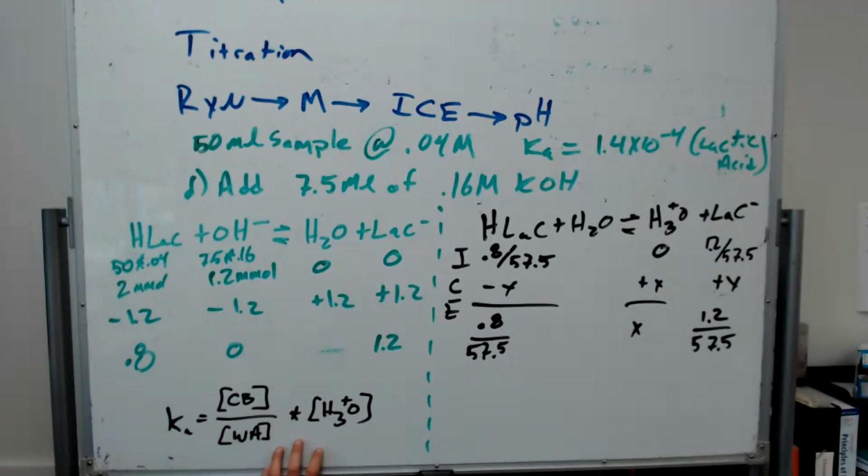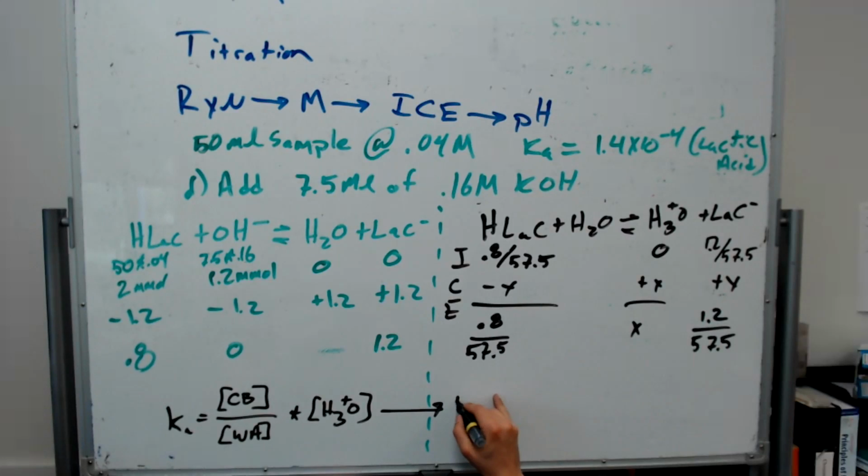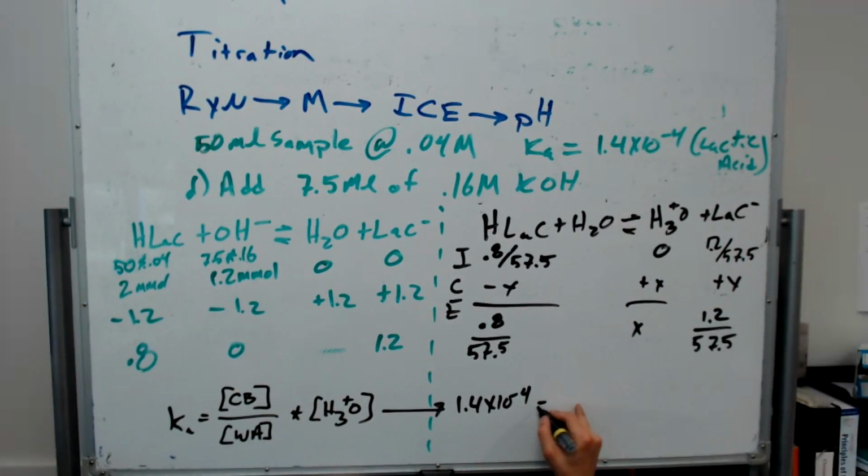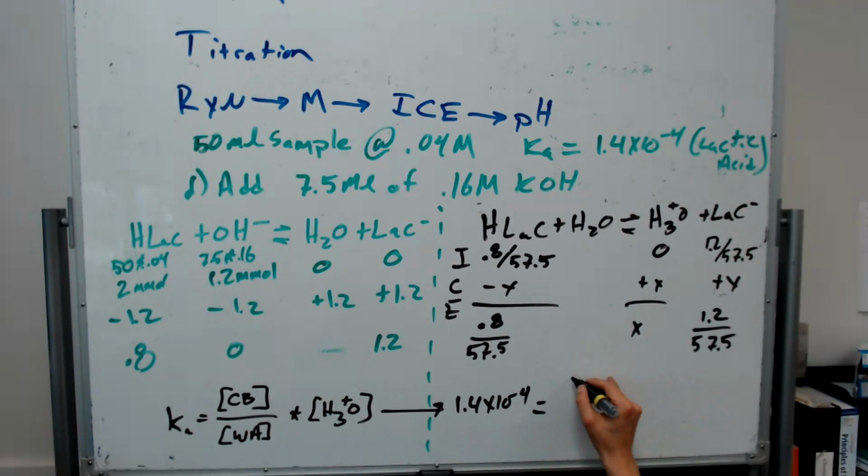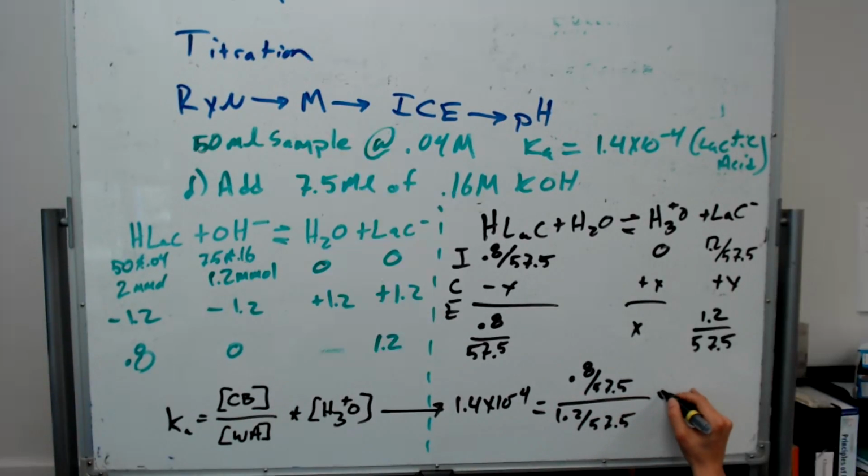I'm then going to set up this exact thing that I knew was coming. I'm going to have my Ka, 1.4 times 10 to the minus 4, is equal to 0.8 divided by 57.5 divided by 1.2 divided by 57.5, times x. Notice what happens in this situation.